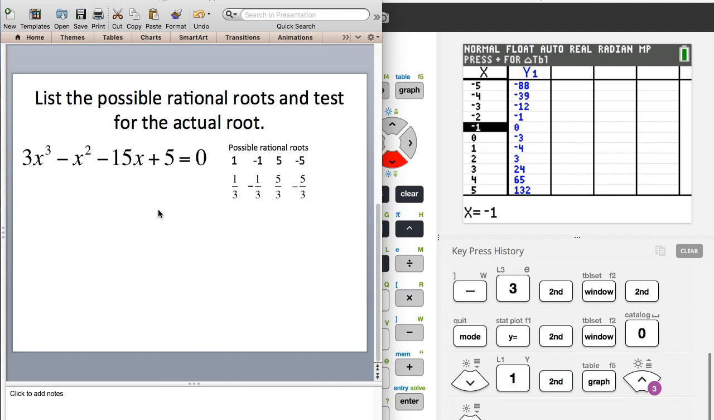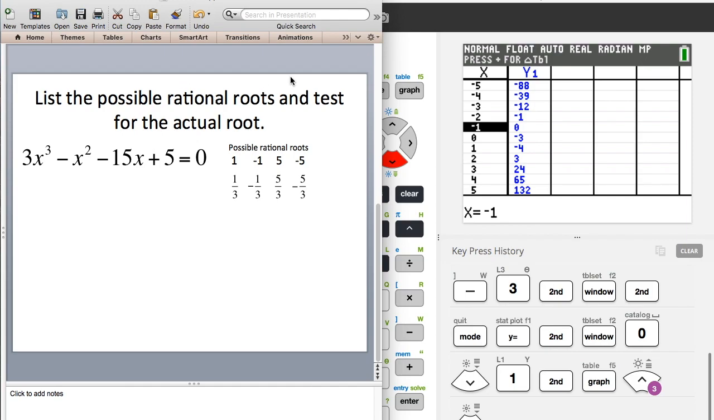Doing another example, here we have 3x cubed minus x squared minus 15x plus 5 equals 0. Now I already did the work. The possible solutions are 1, -1, 5, -5, 1/3, -1/3, 5/3, and -5/3. Now, this is a little different. The reason I picked this one is because some of the possible solutions are in fraction form. Since they're in fraction form, counting by 1s won't work. Counting by 1s won't give us that 1/3, -1/3, 5/3, and -5/3.